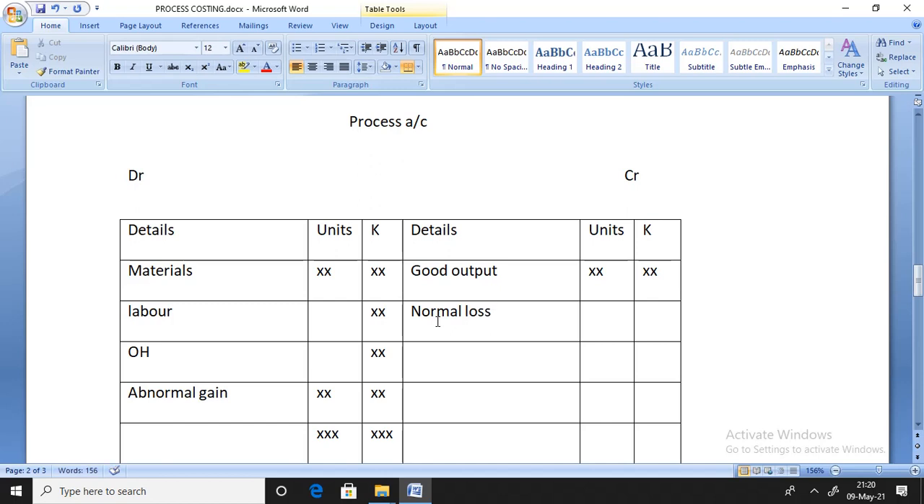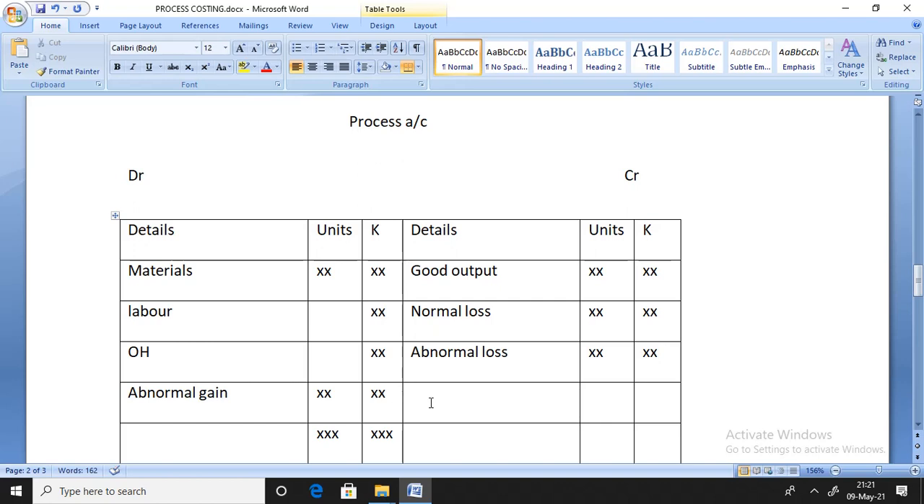Normal loss on the credit side, record the units for normal loss and the value of normal loss. Now, normal loss units will be valued at scrap value. The other thing that can happen in this account is where you have an abnormal loss. Abnormal loss is the excess of the loss over the normal loss. So you record how many units of excess loss and what's the value of that excess loss.